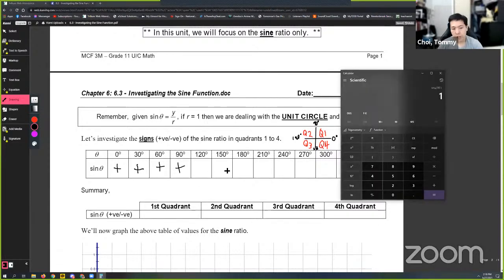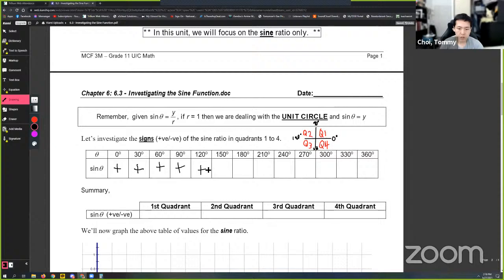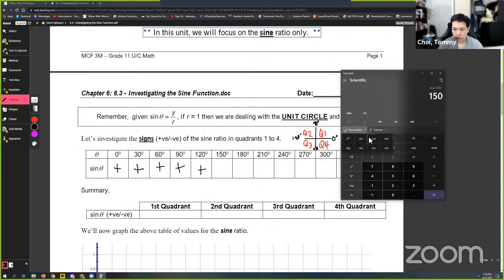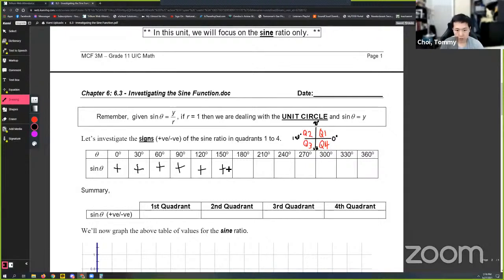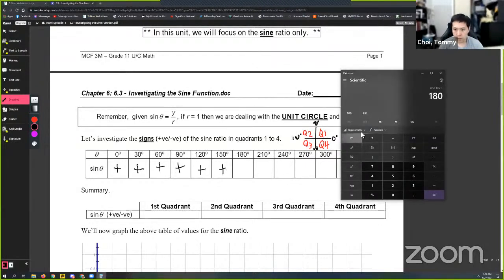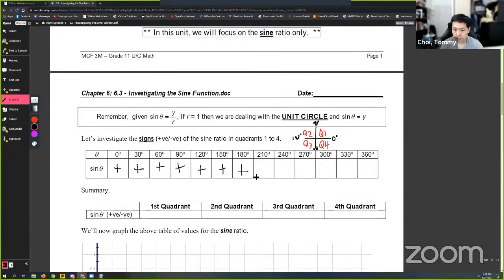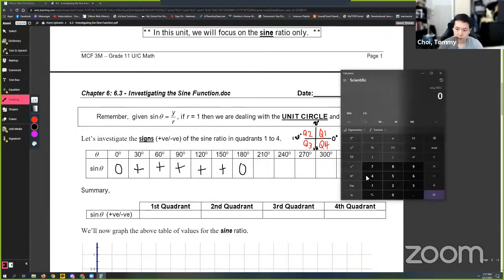We continue onwards here. Sine 120 is positive. Sine 150, positive. And sine 180 is 0, which we can consider positive. Okay? Actually, let's put zeros where the zeros are. I think that might be better for us. So we have 0, positive, positive, positive, positive, positive, 0, and 210 would give us negative.